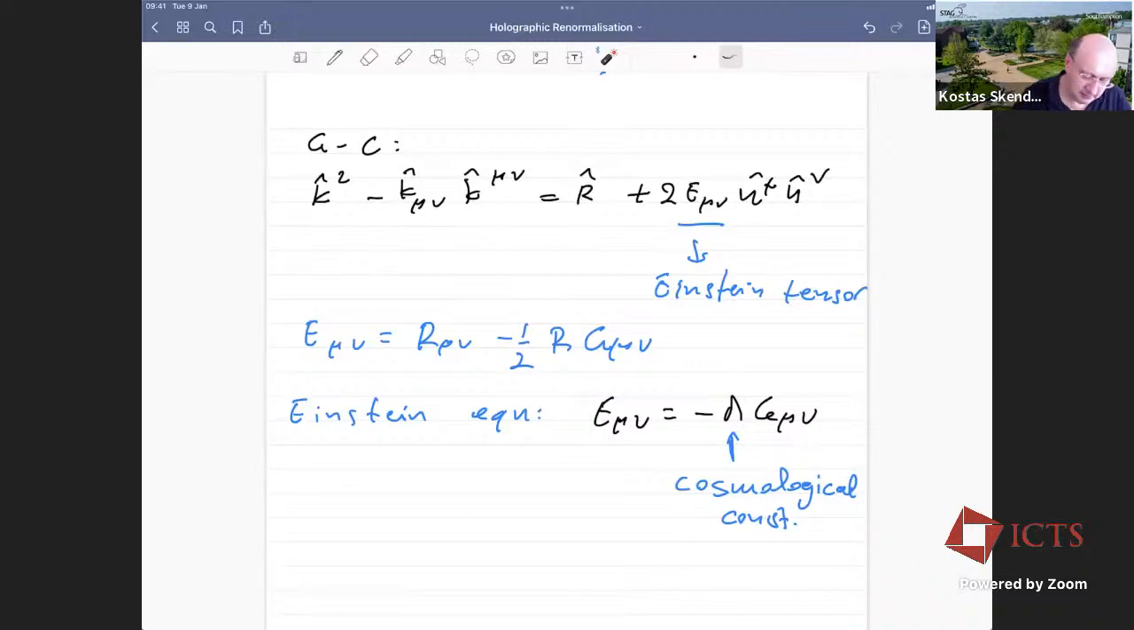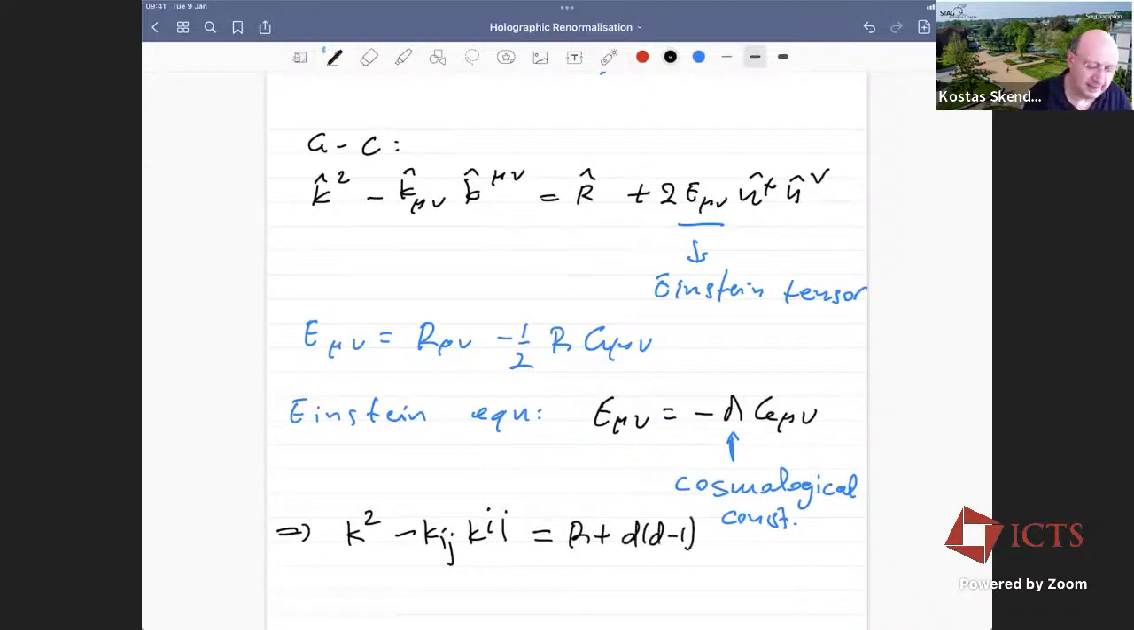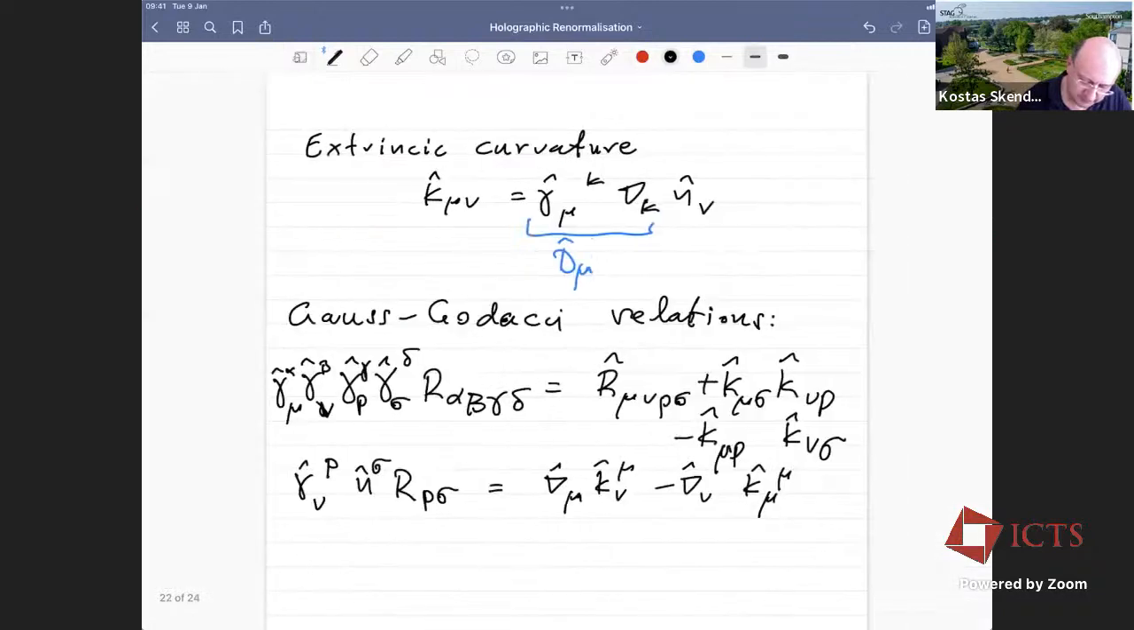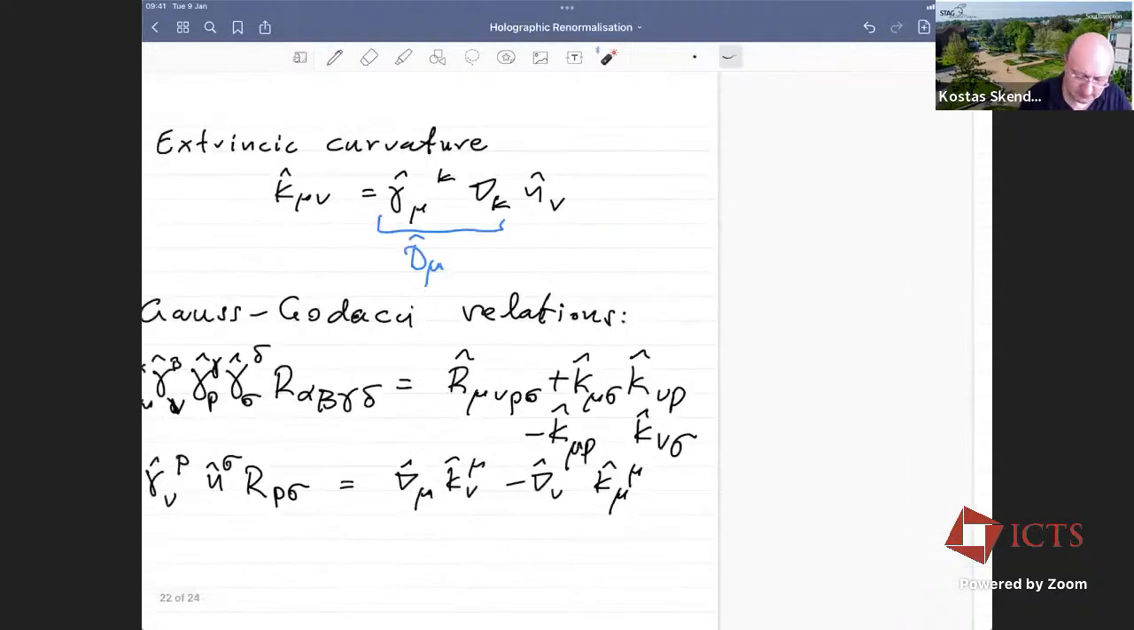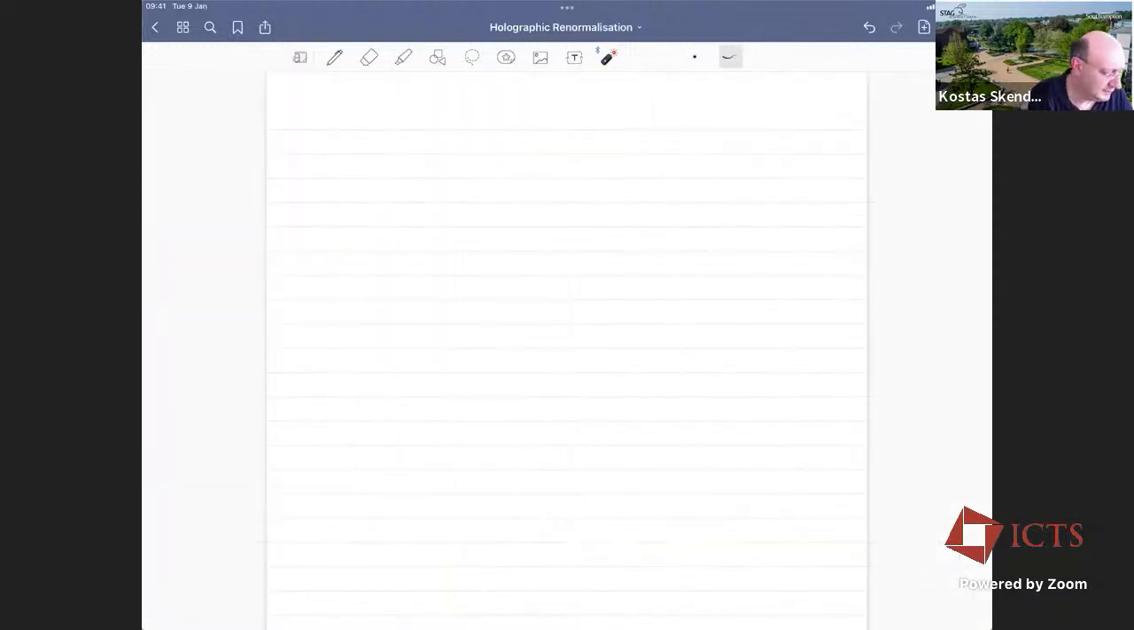So now if we impose Einstein equations and go to Gaussian normal coordinates, then this equation here now becomes, and then there is a similar equation that comes from this one.